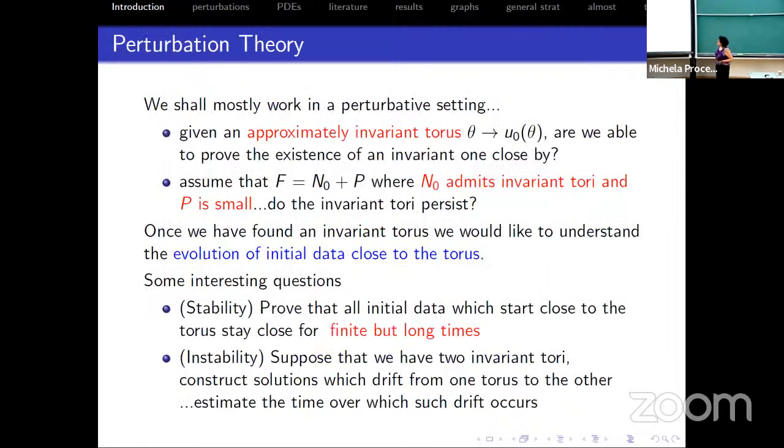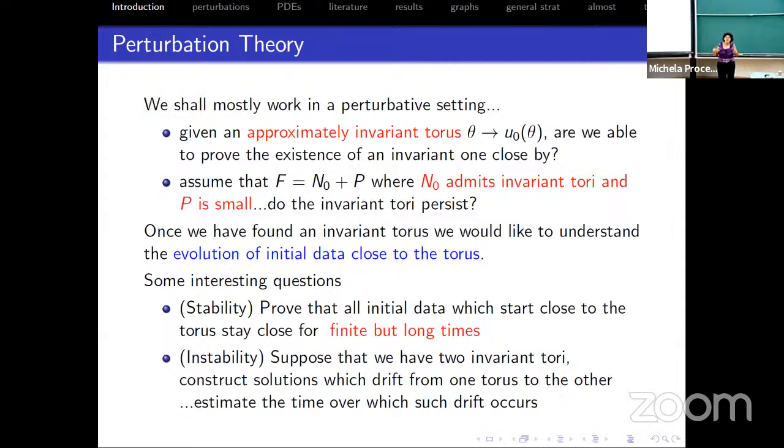Since these are, after all, rather complicated things to deal with, I'm mostly going to work in a perturbative setting, which I can set up in two equivalent ways. First way, I have one approximately invariant torus, and I ask myself, is it true that there is a truly invariant one close by? And the second point of view is, well, assume that your nonlinear vector field is some normal form plus a perturbation. So P should be small in some appropriate norm, while N0 admits at least one invariant torus, but you would really like to have a packet of invariant tori. Okay, so assume that for N0 all the dynamics is on invariant tori.